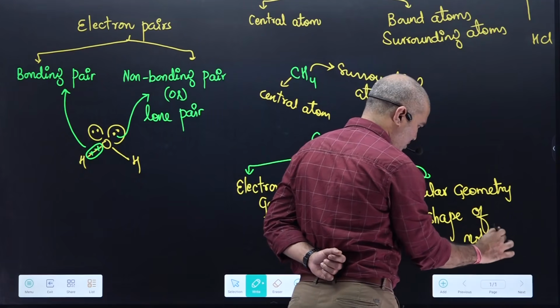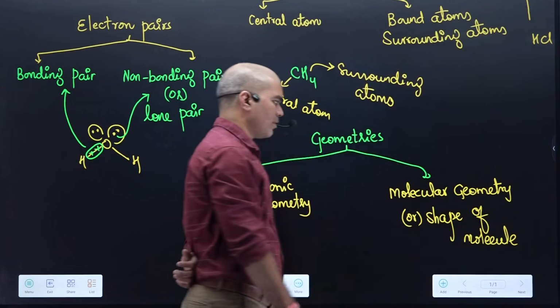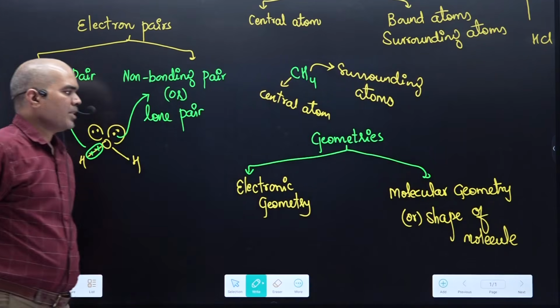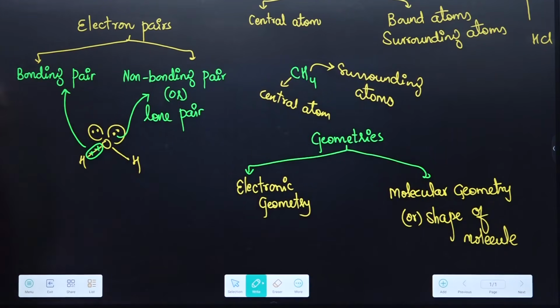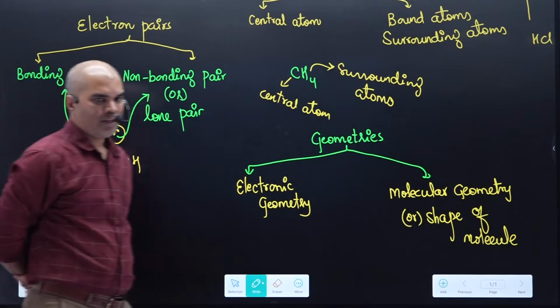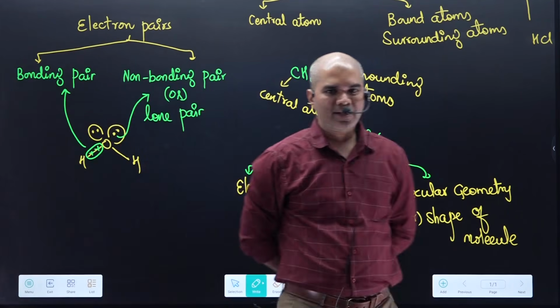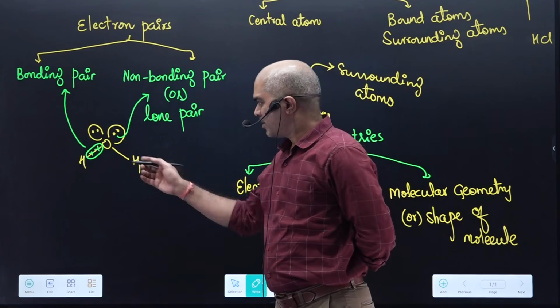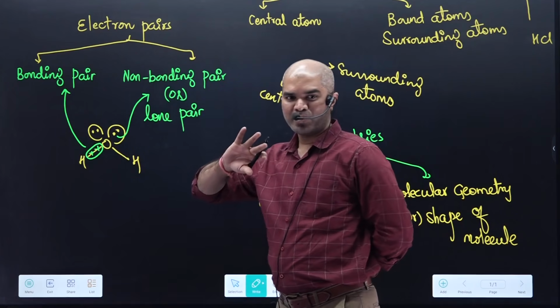Molecular geometry is also called the shape of the molecule. When you define shape, you don't define lone pairs. If I ask you what is the shape of the water molecule, what is your answer? You say angular or bent. V shape is not exactly correct, because whenever we draw the water molecule, how do we draw it?